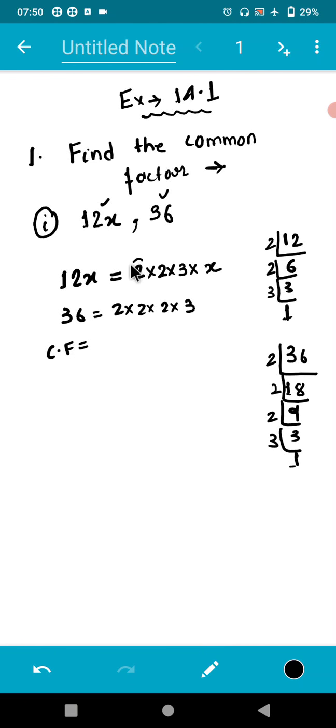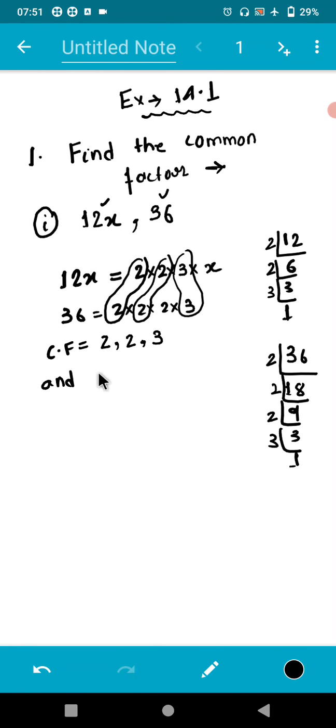So how do we find the common factor? You see this number is present in both the terms. This number is also present in both the terms, and 3 is also present in both the terms. So the common factors are what? 2, 2, 3. These are the common factors. Then you multiply all the common factors, and your required answer will be 12. So these are all the common factors, 2, 2 and 3, and after that you have to multiply all the factors and find the product of all the common factors. That is, 12 is the common factor of 12x and 36.